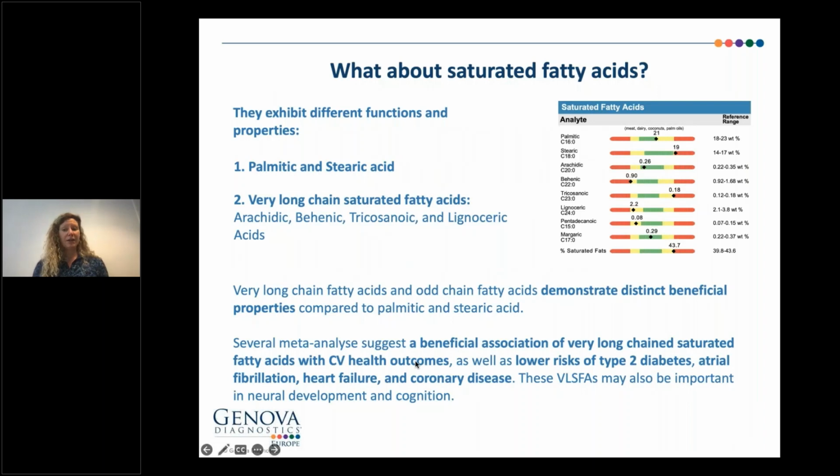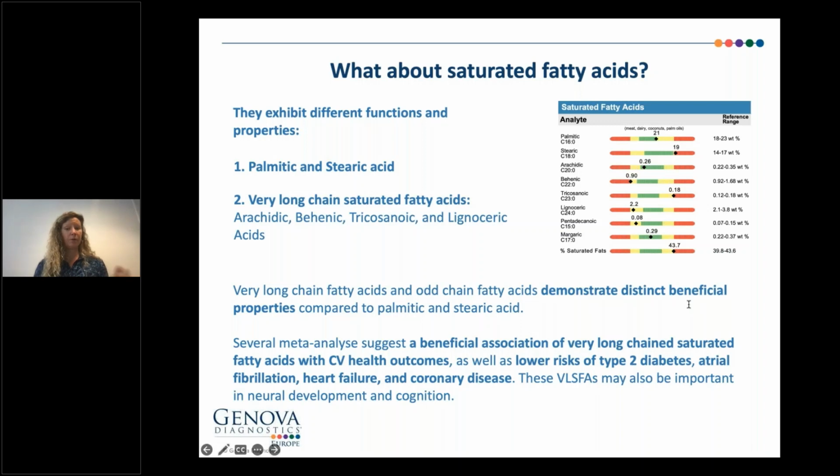So what about saturated fatty acids, which is of course another key part of the panel? The key distinction to make is that different saturated fats exhibit different functions and properties. We measure palmitic and stearic acid, which are the main two dietary saturated fats. And then we also measure the very long and odd chain fatty acids, which exhibit completely different properties.